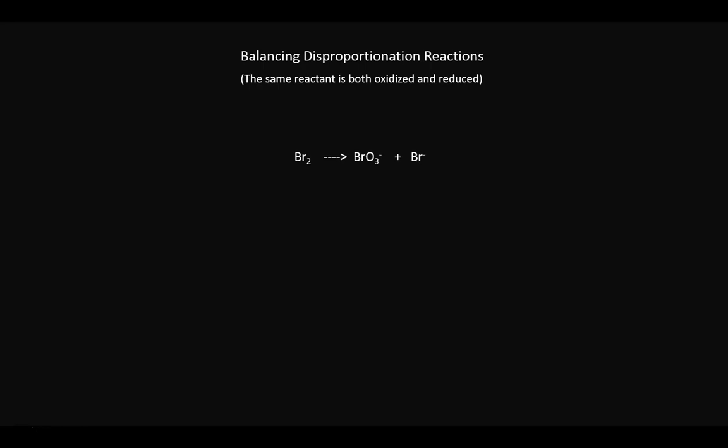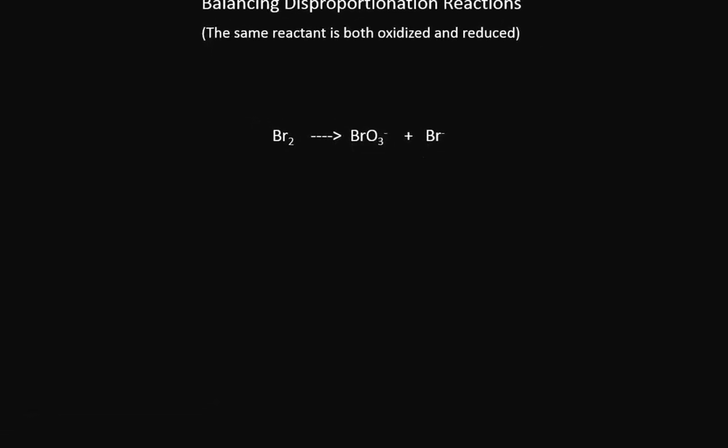I'm using a procedure here called balancing by the oxidation number method, which I assume you are familiar with. If not, a more detailed video is given in the link below. The oxidation state of bromine here is 0 because it's in its elemental state. Here the bromine is 5+, or +5, either way is fine.